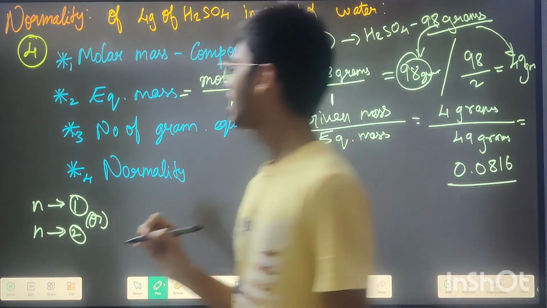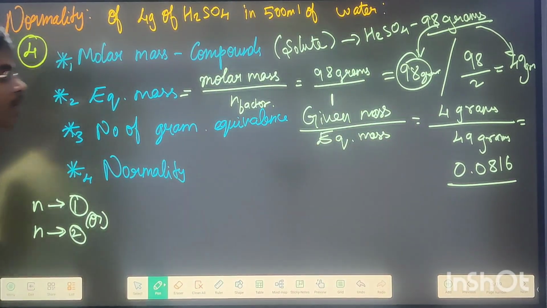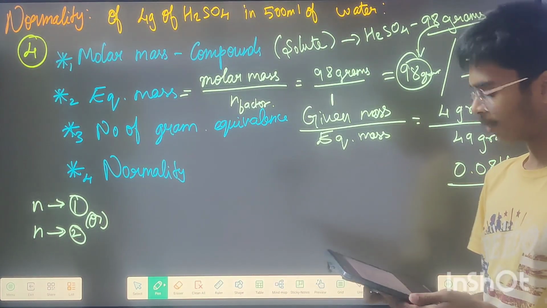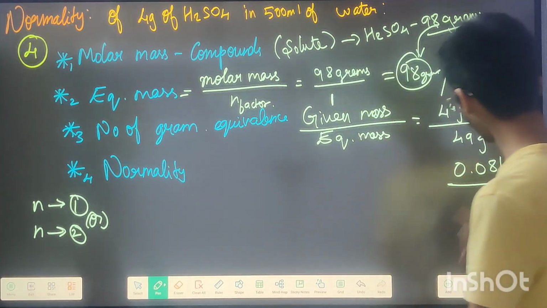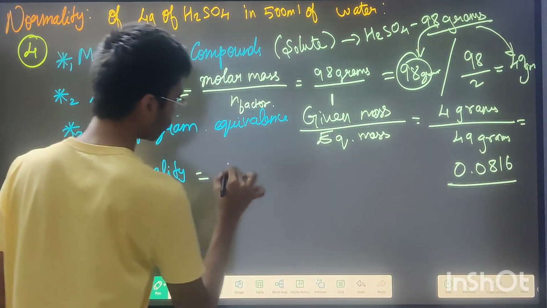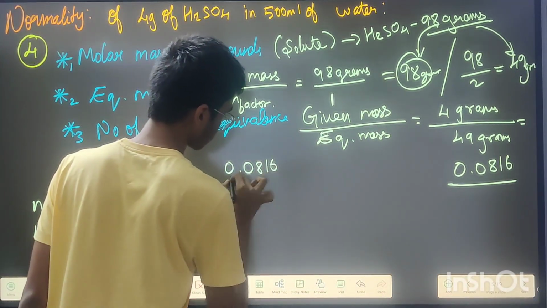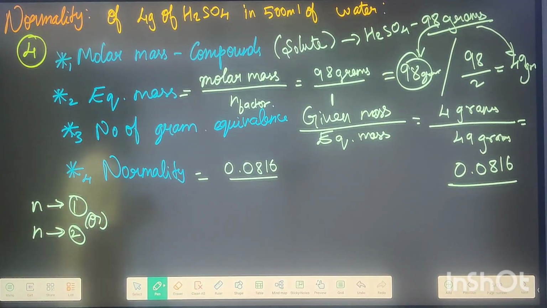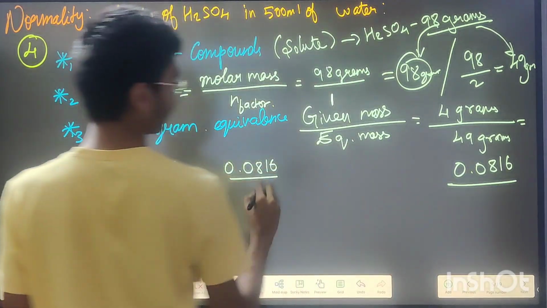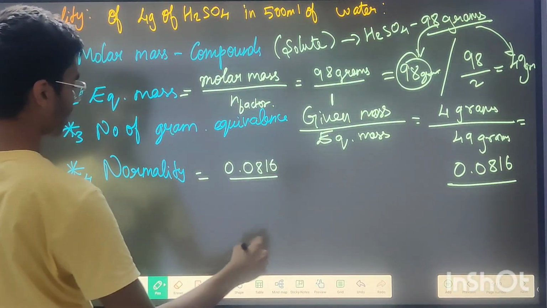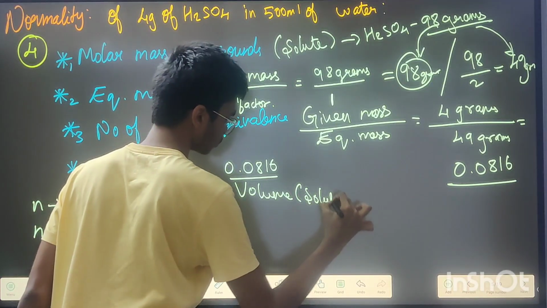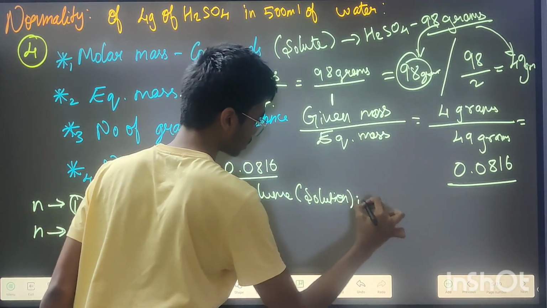Which is 0.0816. Now, how will you calculate normality? Very simple. All you have to do is put this value here. So that means it is going to be 0.0816 whole divided by volume of the solution in liters.